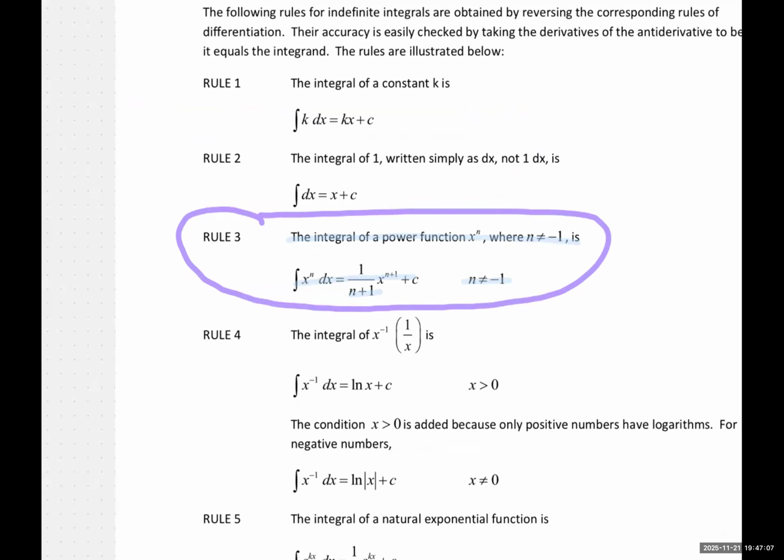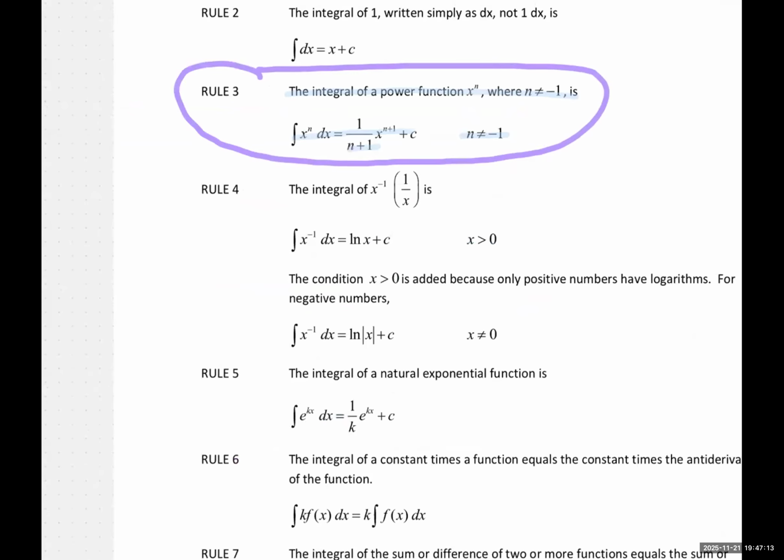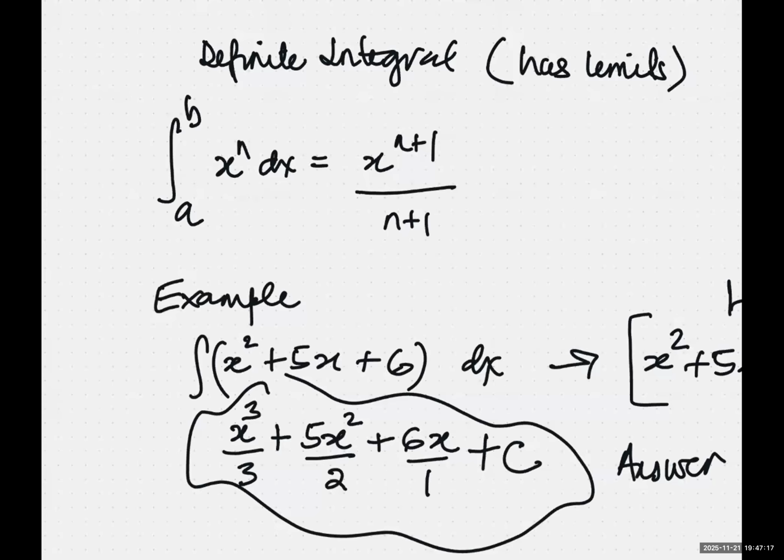Sir, we never did that. Okay, let me show you. Right here, the plus 6 was a constant. And when I integrated the constant, I get the plus c.